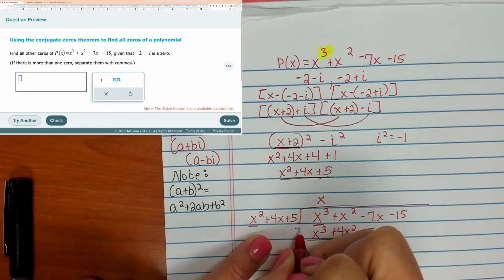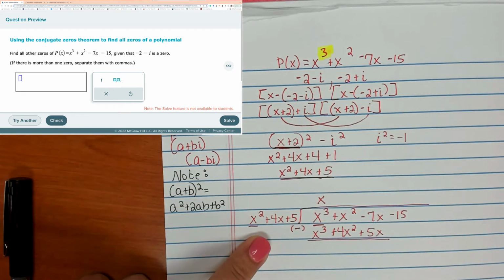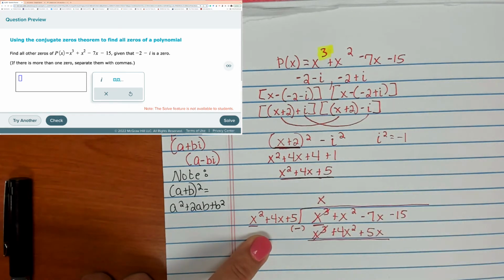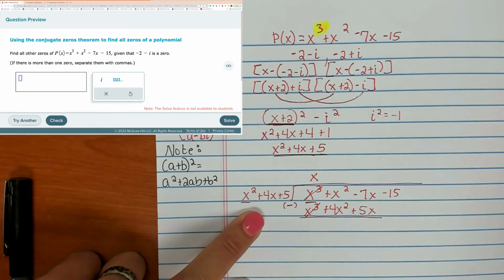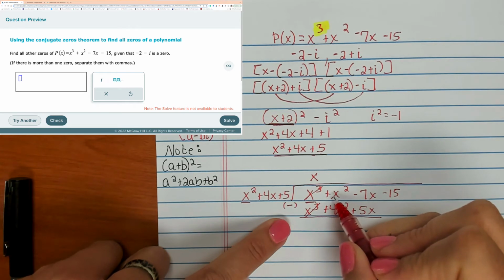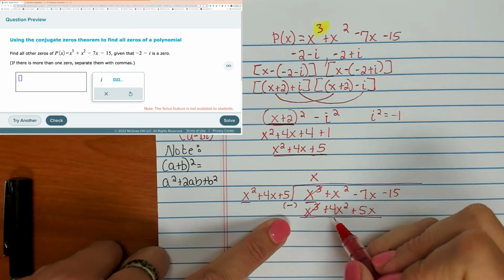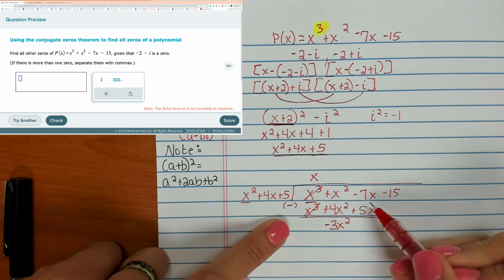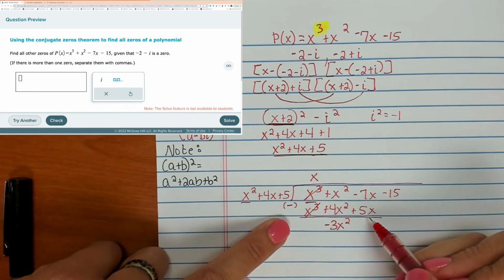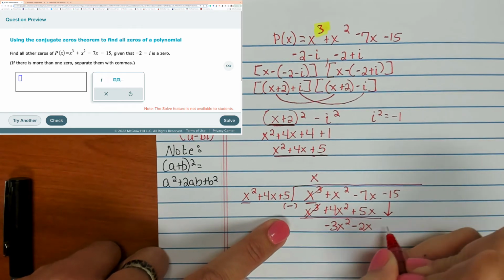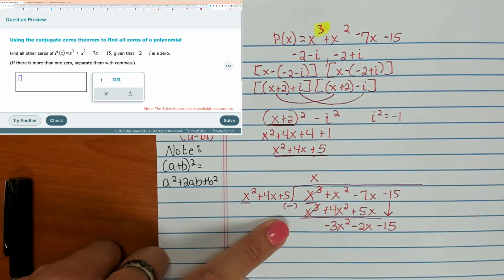And if you remember in class, I like to put my minus there in parentheses to remind me that I'm subtracting everything. So x cubed minus x cubed, they cancel one another out. X squared minus a positive 4x squared, so that's really 1x squared minus 4x squared, that gives me a negative 3x squared. I have a negative 7 minus a positive 5, so that's negative 7 minus 5, which gives me a negative 2x. And then remember to drop down that last term.